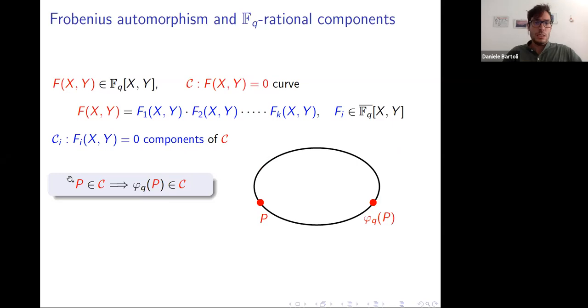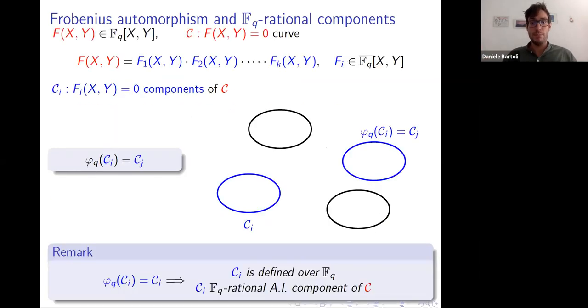Well, since the starting polynomial f of x and y has coefficients in Fq, if you have a solution P of the equation f of x and y equal to 0, that is an Fq rational point, or in general, if you have any point of your curve, then if you apply the Frobenius it sends this point, this solution, to another solution of the equation f of x and y equal to 0. So the Frobenius acts on the points of the curve in the algebraic closure, but also it acts on the components of the curve. In general, it interchanges the components Ci and Cj.